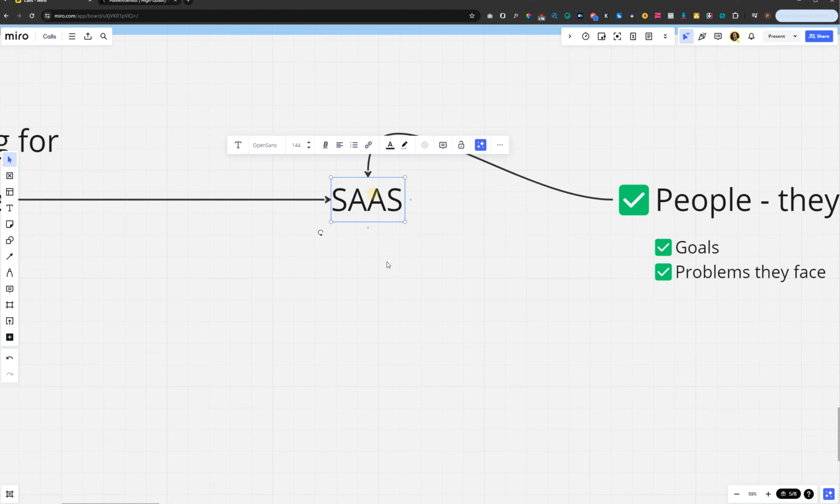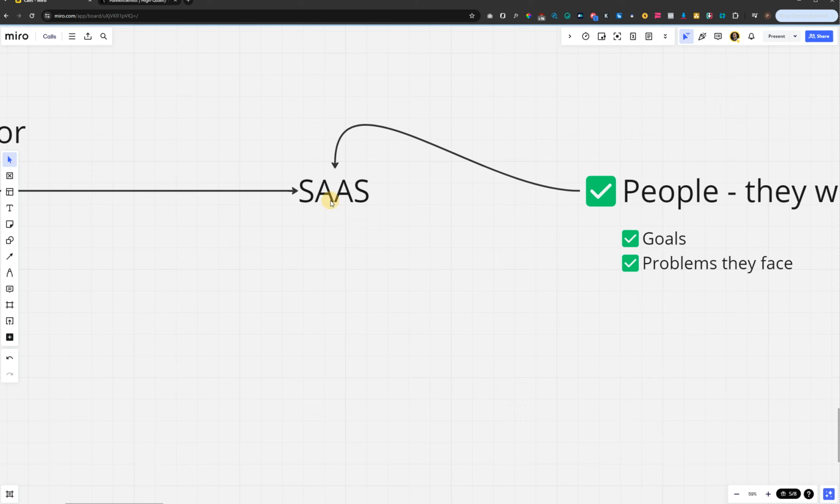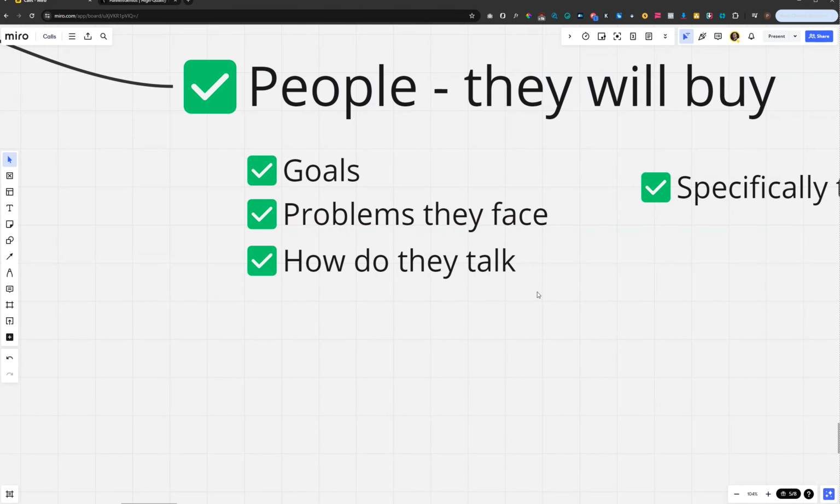So what kind of problems do they face? And then you want to know the keywords, the words, how do they talk, basically. You want to know the words that they are used to. You want to know how you can talk the exact same way as your clients. But yeah, this kind of sounds hard to achieve, right? Because there's a lot of stuff that you don't know. It requires a lot of research.